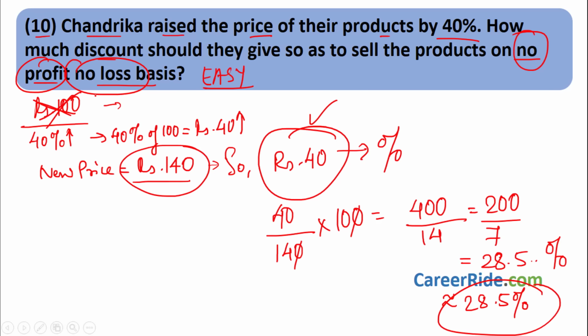See how easy it was. I'll explain again. 40% increase in price, so the price becomes 140. If they want no profit no loss, they have to reduce 40 rupees, give the discount of 40 rupees, so that original price again becomes 100 rupees. But what is 40 rupees discount in terms of percentage? 40 upon 140 into 100. Why 140? Because new price is 140. We should not consider old price. Now that gives out 28.5% discount.